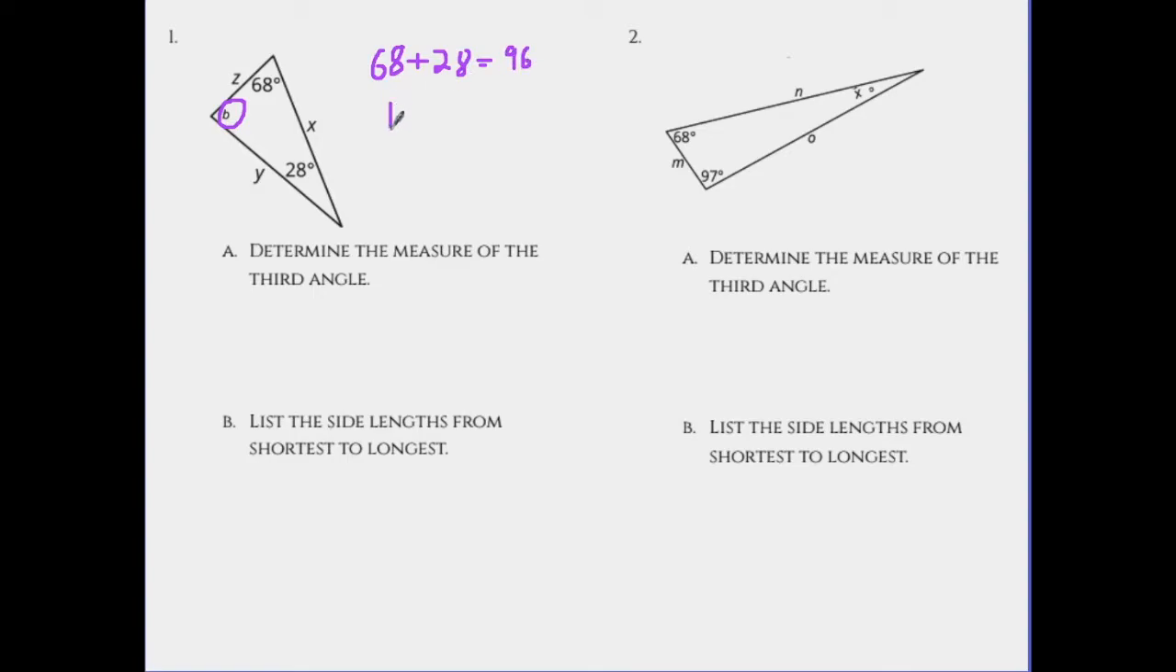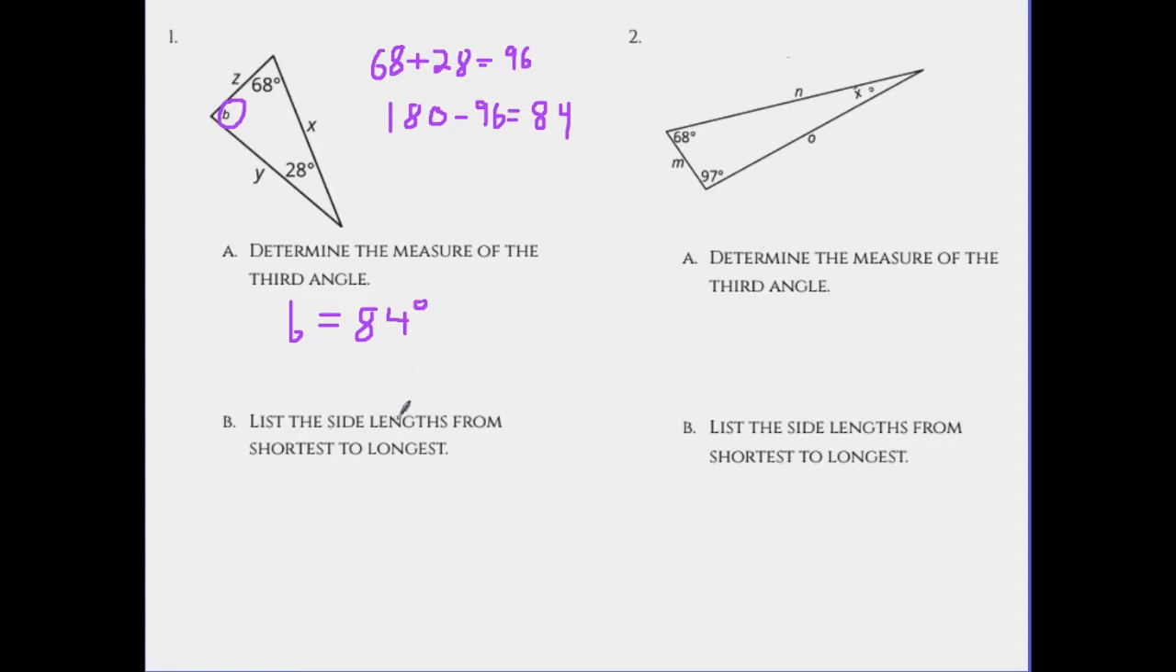And then we're going to take that away from 180, because that'll be the remainder, and that'll be what's left over. So if I subtract 96 from that, we get 84. So we could write B is 84 degrees. The second part we might have forgotten.